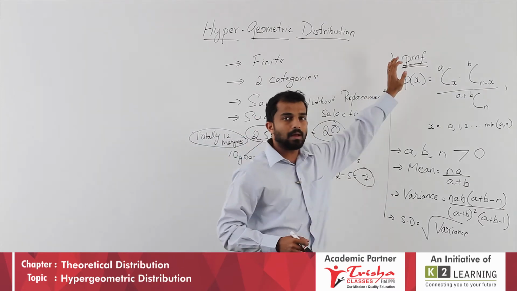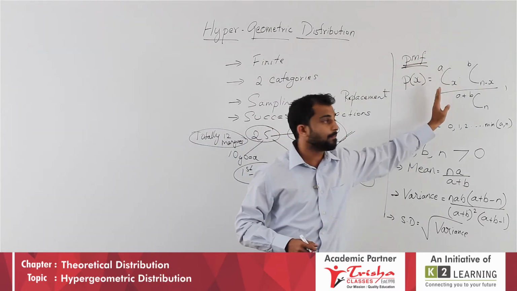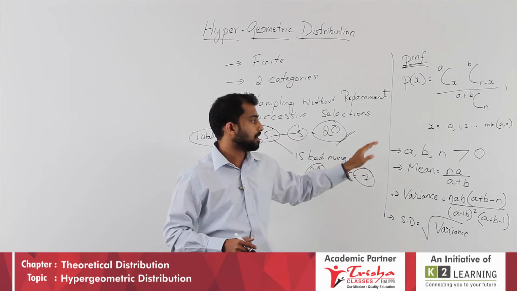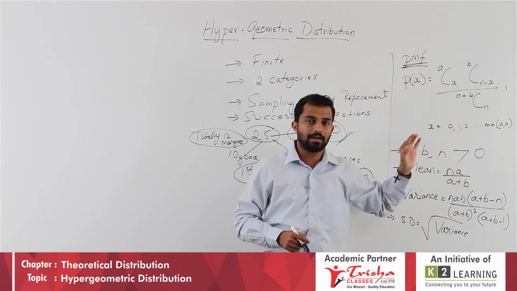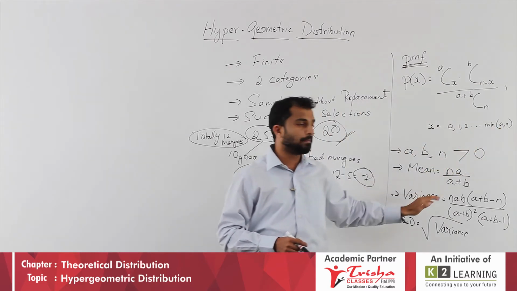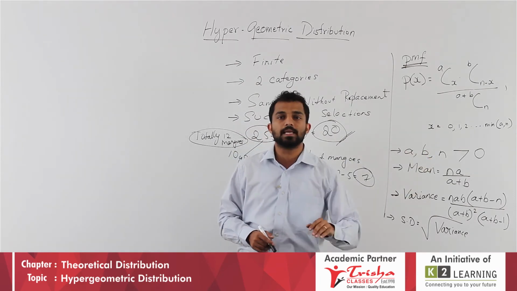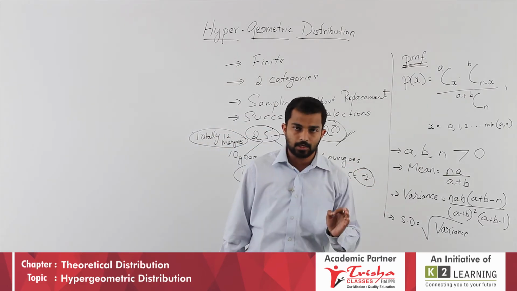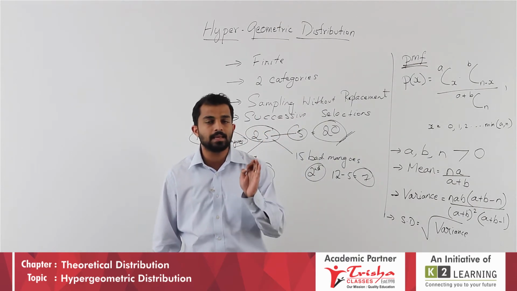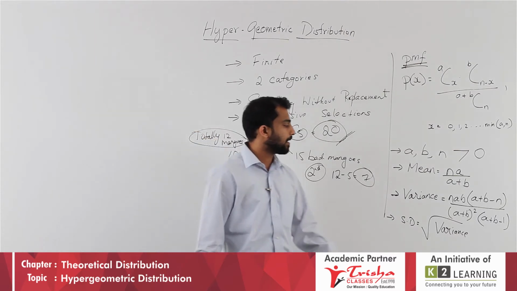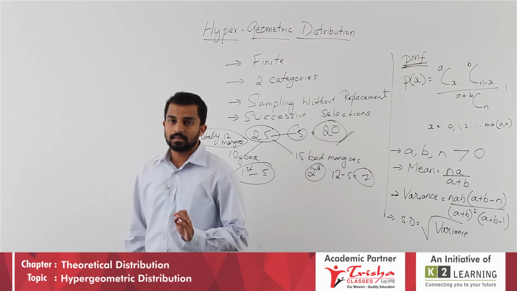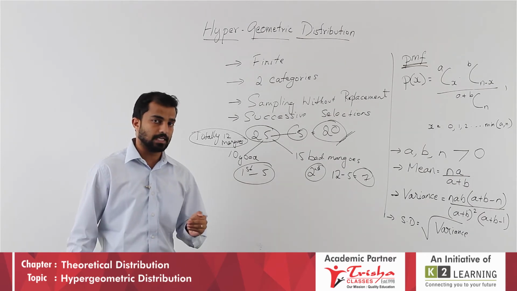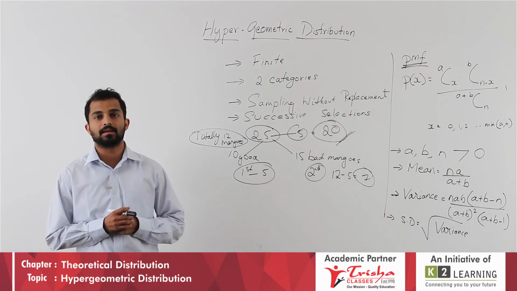And with that example, the probability mass function is P of x is equal to ACx into BC(n minus x) divided by (A plus B)Cn, everything in combinations, whereas the range is x equal to 0, 1, 2, and we consider the minimum value between A and n. Remember, the values of A, B and n should always be greater than 0. Mean is equal to n into A divided by A plus B. Variance is n into A into B, open the bracket, A plus B minus n, divided by A plus B the whole square, into A plus B minus 1, and finally standard deviation is nothing but the square root of variance. Keeping all these things in mind, let us move forward with the questions on hypergeometric distribution.